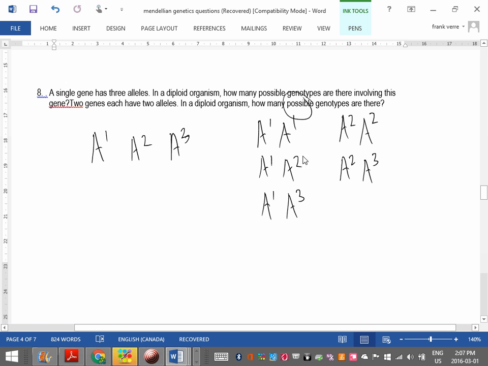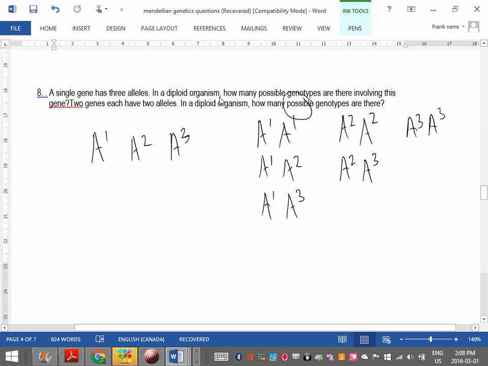So A1 A1, A1 A2, A1 A3, A2 A2, A2 A3, or A3 A3. Because we already have A3 A2, right? It's right over here. So there are 6 possibilities. Yep. Okay, 6 possibilities. Can you think of any other ones? No, right? Yep. Sabrina?